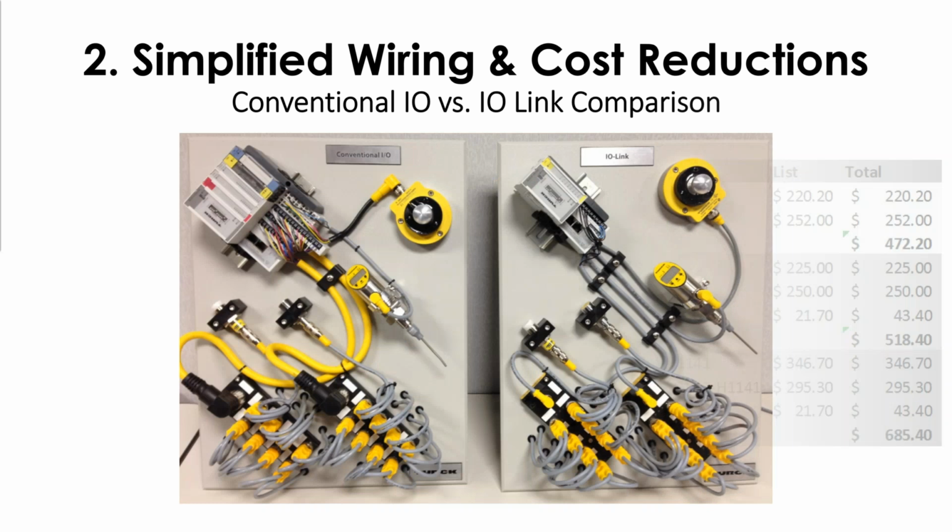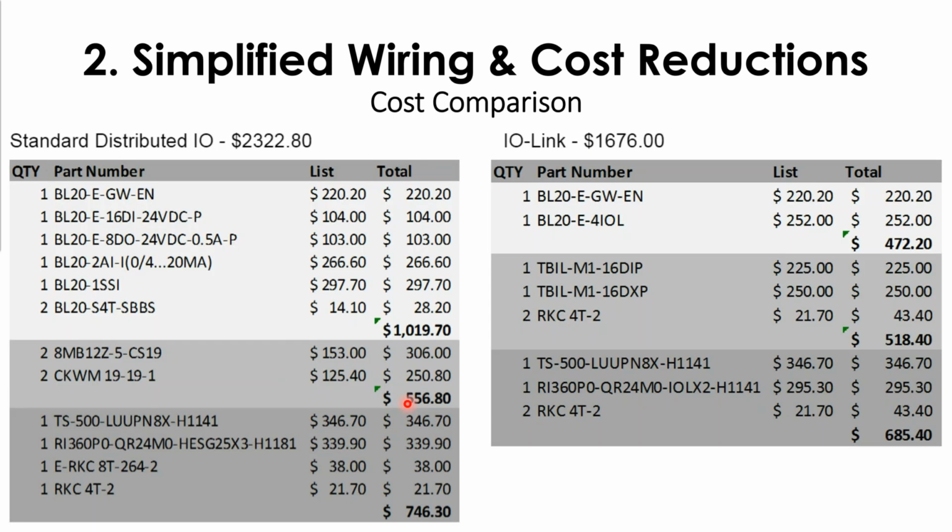So if we're looking at just the hardware, on the left-hand side is our standard distributed IO, which you're looking at a list price of $2,300. But just going to the IO-Link, we've reduced that list price spend by about $700. So we've saved in hardware before we've taken advantage of the extra savings in panel space and wiring. So I thought those 2 boards told a pretty good story about IO-Link.